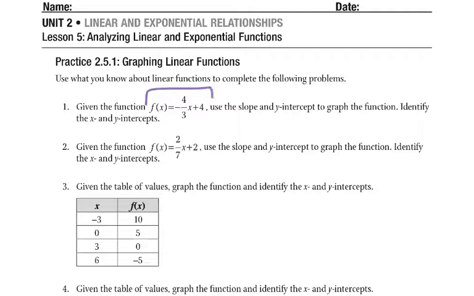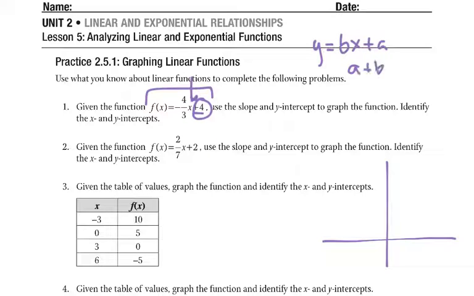We should be able to tell it's linear because it's multiplying by x, and we've got the plus 4 here. Use the slope and y-intercept to graph the function. Identify the x and y-intercepts. So, normally we'd have our graph. Remember, this way we write it is y equals bx plus a, or a plus bx, where the one without the x, that's our y-intercept. So our y-intercept would be 4.